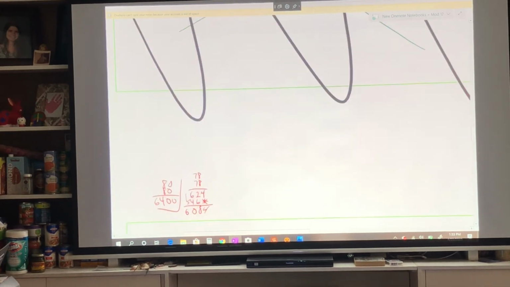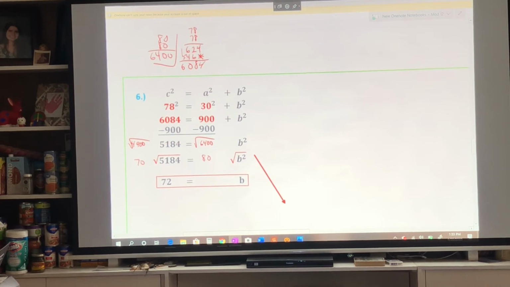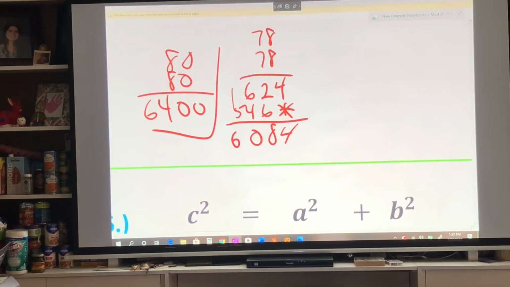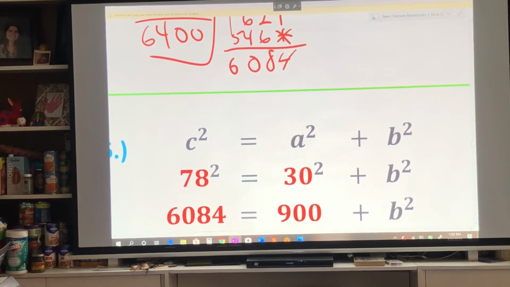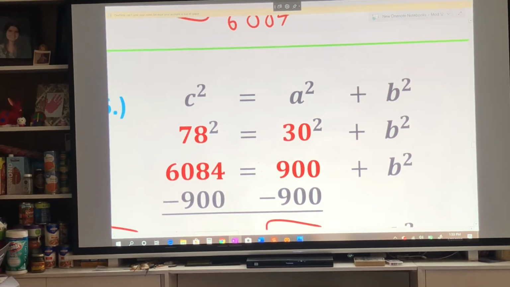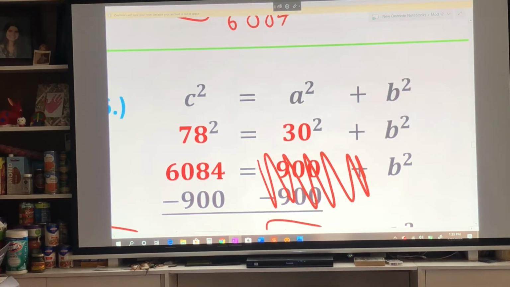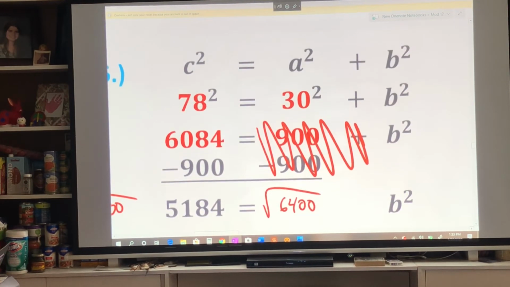I skipped some of these that were a real pain in the keister, so let's go here. On this one, they gave us C and A, find B. 78 squared equals 900 plus B squared. So 84 equals 900 plus B squared. Get rid of the 900. B squared equals 5184. I was estimating, saying 78 is close to 80. 80 squared would be 6400, so it's somewhere a little bit less, which it is, 5184.